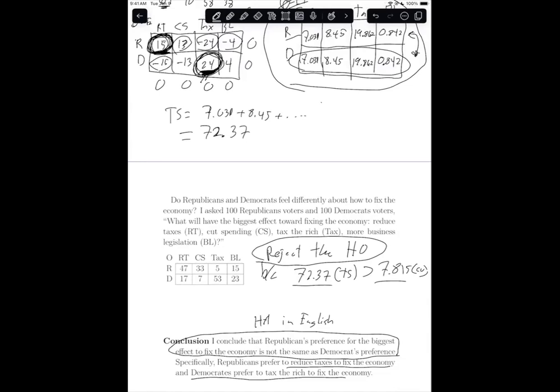But we only do that because we rejected the null hypothesis. If we'd happened to have failed to reject the null hypothesis, we would have just concluded the null that they're the same, and we would have been done. But because we rejected the null hypothesis, we conclude the alternative in English, and then we interpret the two largest O minus E values.